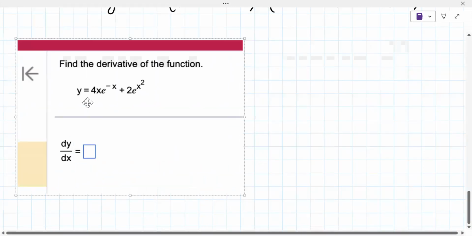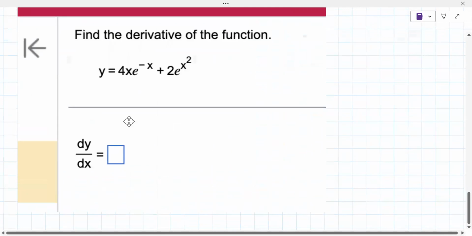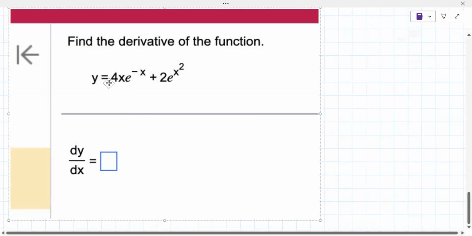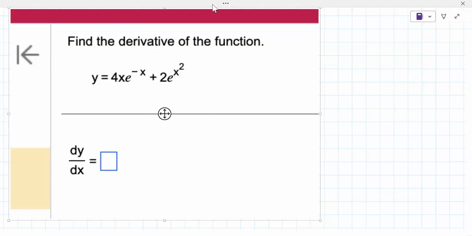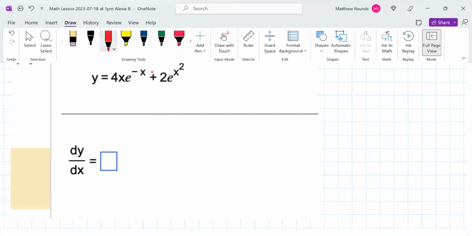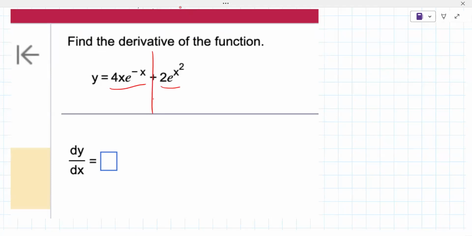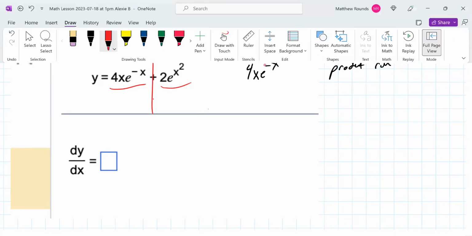The whole point of this quiz is to get you to where you can take a derivative of everything, because you're going to use your derivatives for everything going forward. This one's pretty tough because there are really two separate things here. Let me break this in half. You have this one, and you have this one. Let's first look at the 4x e to the minus x. This is a product rule. So you have to know to split it, break it apart.